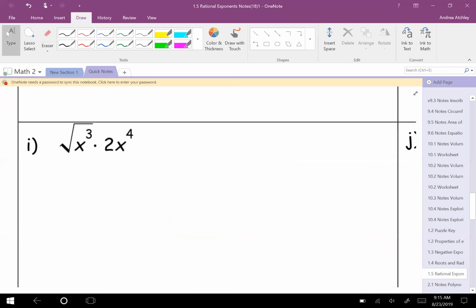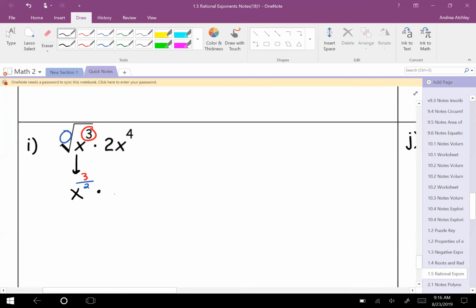Next problem. Now they're having us multiply an expression in radical form times an expression that's in exponential form. It's very hard to multiply when they're in two different forms, so you need to rewrite this in exponential form. So we want to rewrite this as x to the 3 over 2. This is my exponent. This is my root. Since there's nothing there, it's 2.